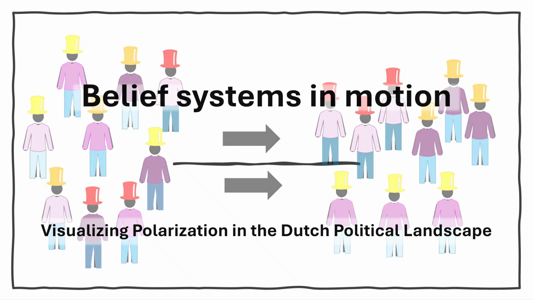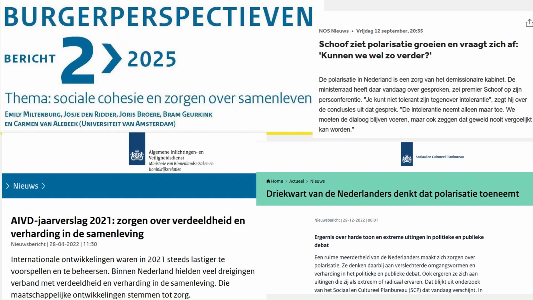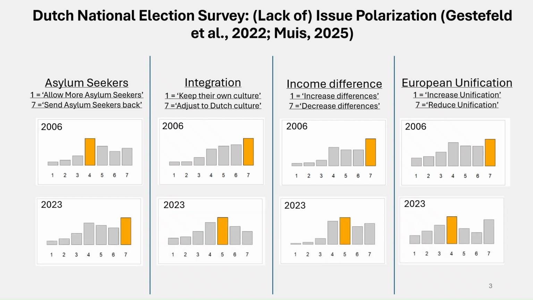Welcome to this video on visualizing political polarization. Research shows that a large part of the Dutch population has the perception that polarization is increasing. But when analyzing the data of the Dutch National Election Survey over the period of the last 20 years on several political issues like European unification, asylum seekers, and income difference, no clear pattern of issue polarization appears.